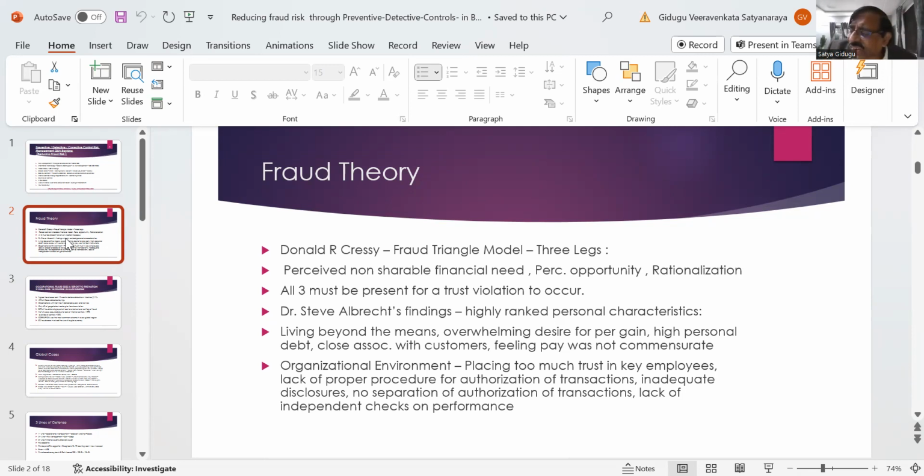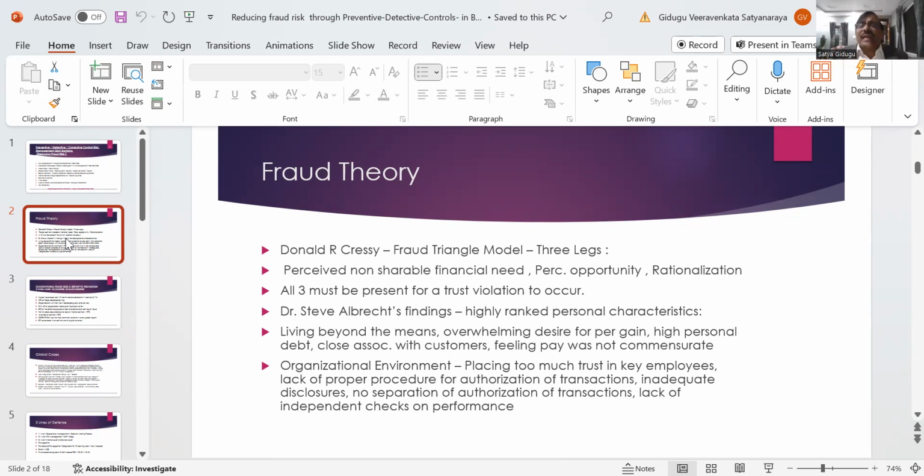What is this rationalization? Rationalization means the person who is doing the fraud will think that he is not doing a wrong thing. He will feel that he was not given proper salary. He was underprivileged. He was overutilized. The manager is giving him no salary hike. The bank has not given him the deserved promotion.